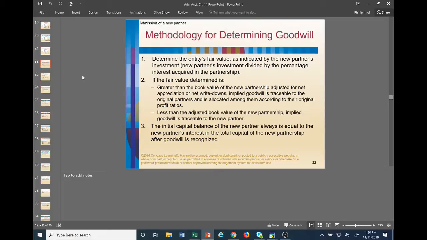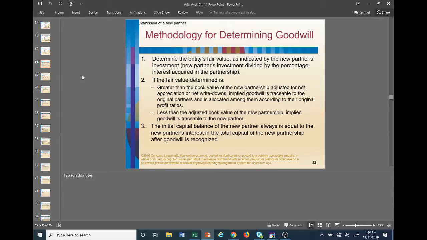Second, if the fair value determined is greater than the book value of the new partnership, adjusted for net appreciation or net write-downs, implied goodwill is traceable to the original partners and is allocated among them according to their original profit ratios. The amount of goodwill is equal to the difference between the fair value indicated by the new partner's investment and the adjusted book value of the new partnership.